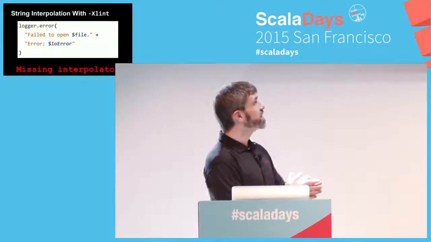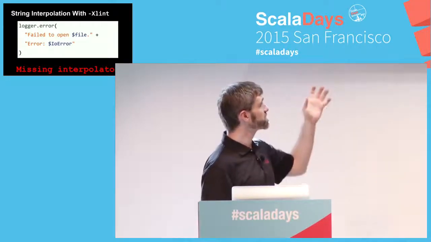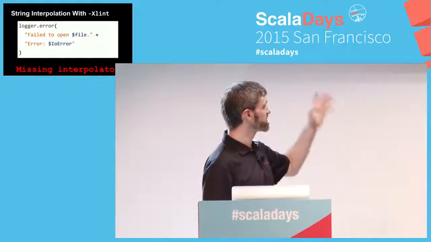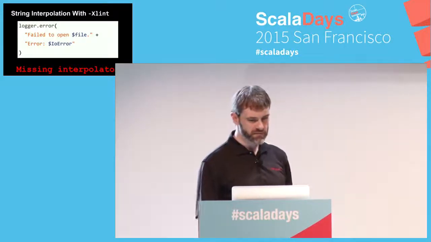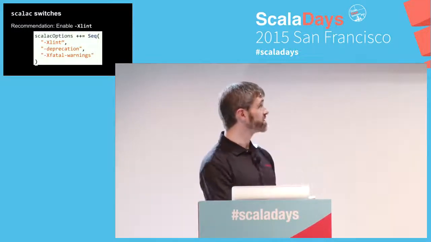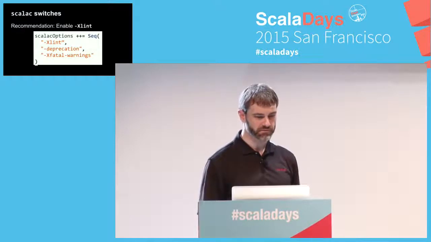All right, so there's another switch you can add to scalac, -Xlint, so that when you do something like this, among many other things, it'll warn you you forgot the interpolator, the s on the front. So -Xlint, -deprecation, and -Xfatal-warnings, I think ought to be in your Scala build.